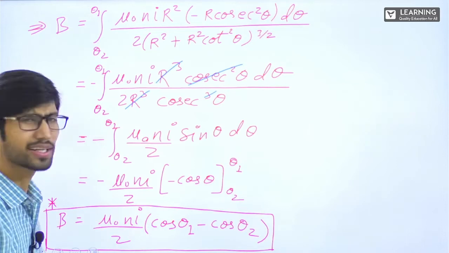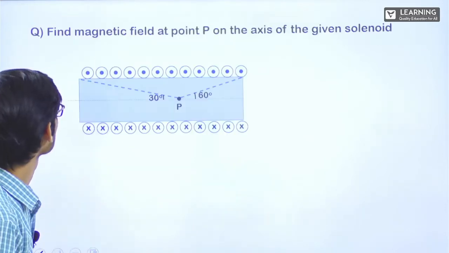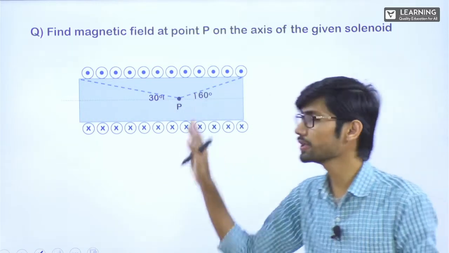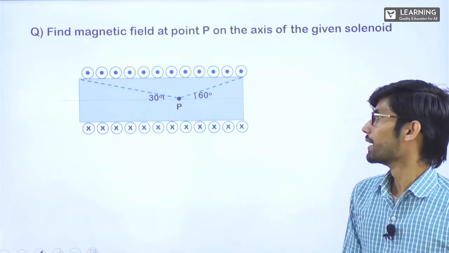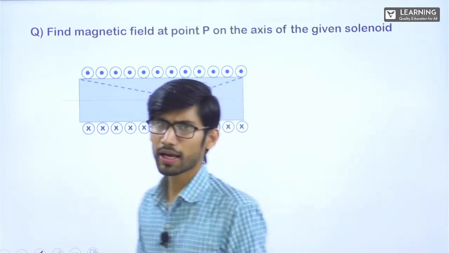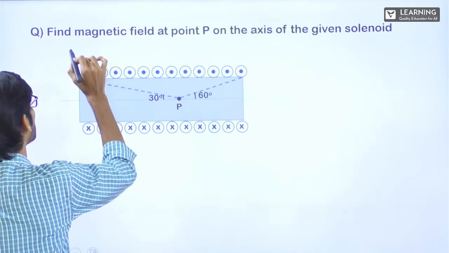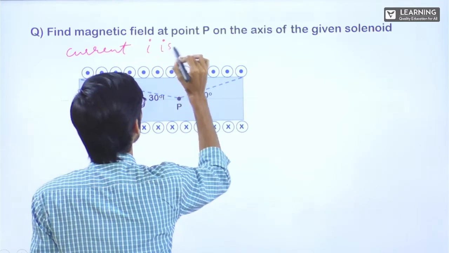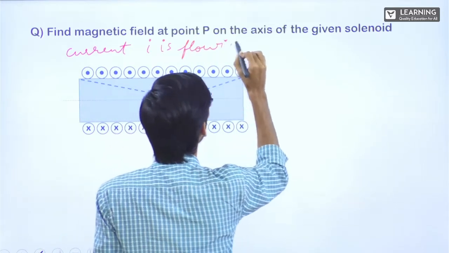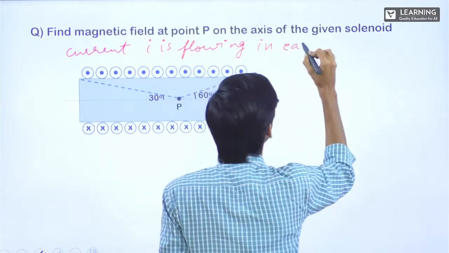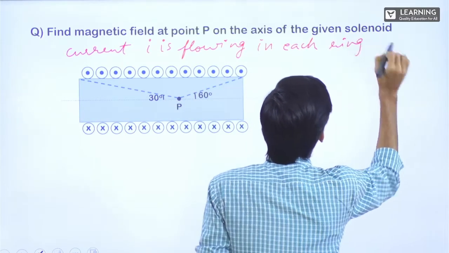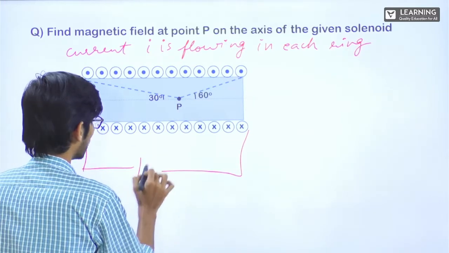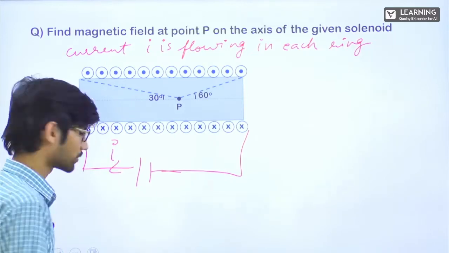Now, let's see a small question. Magnetic field at point P on the axis of the given solenoid. So this is point P, somewhere on the axis. I have to find the magnetic field. Current I is flowing in each ring. Basically, it is connected to a battery like this with a current I. All right.